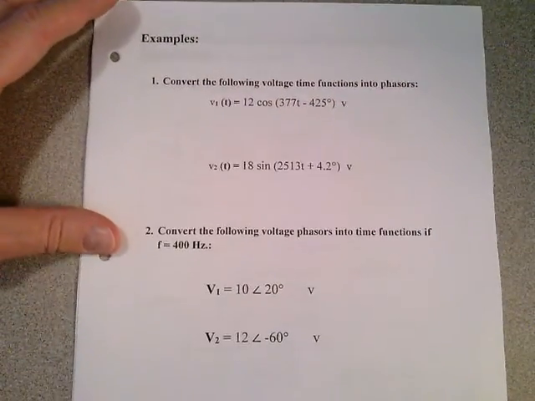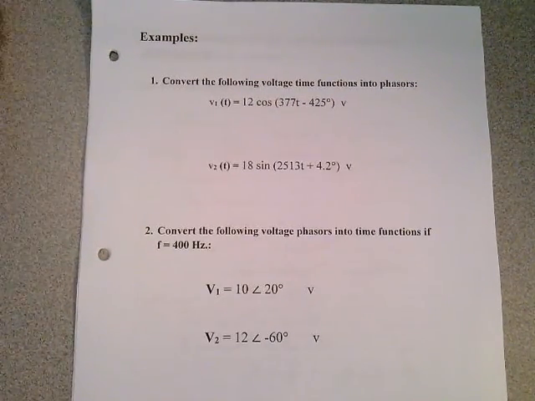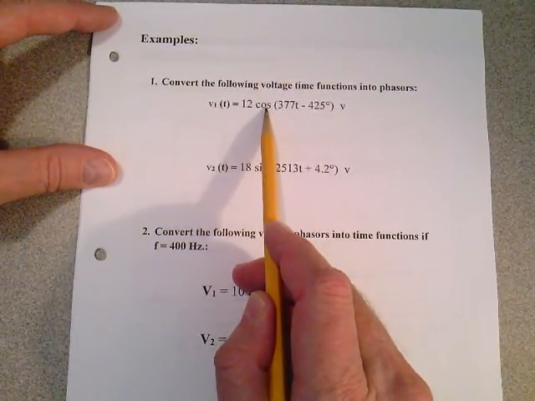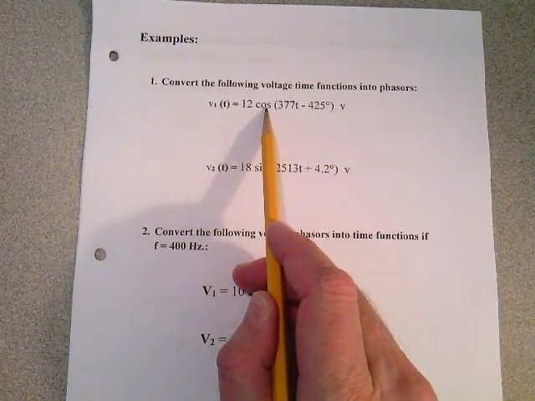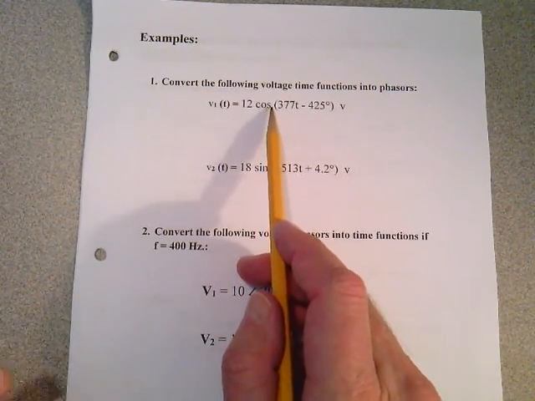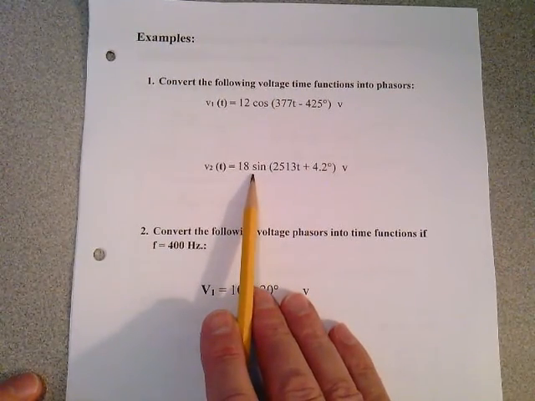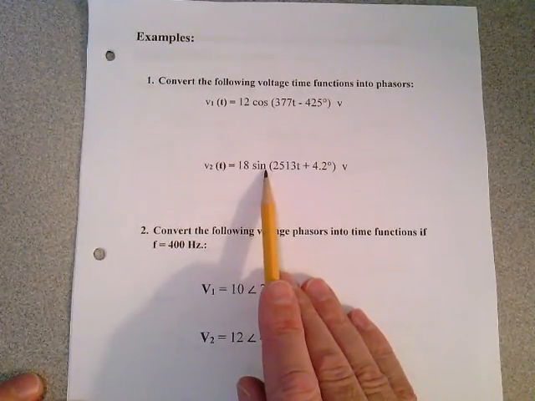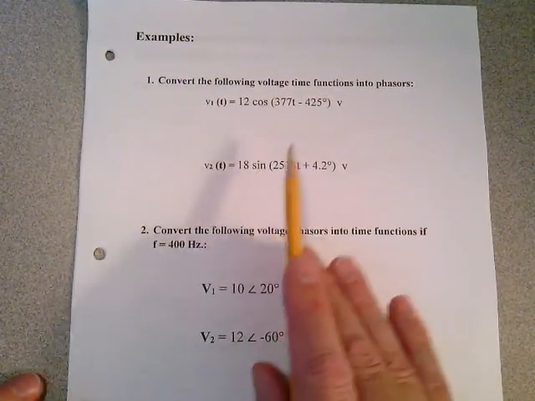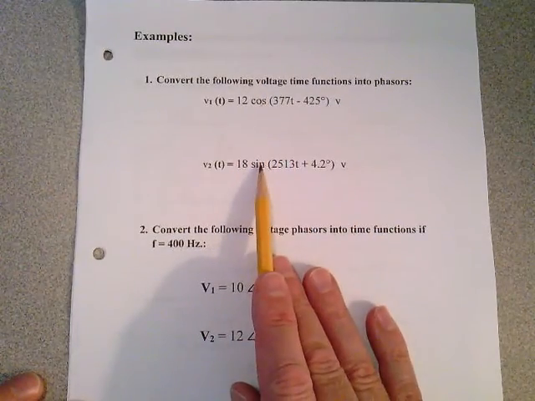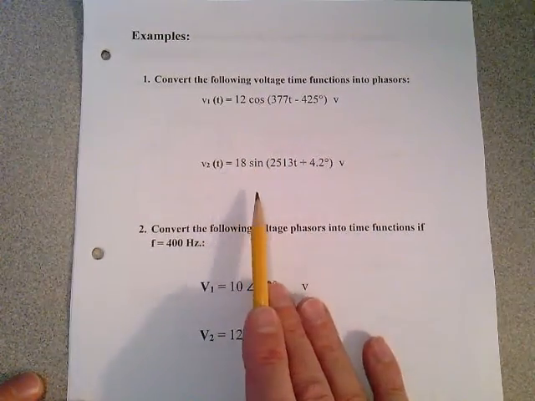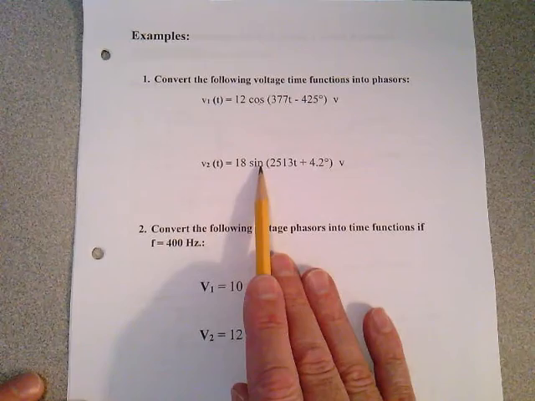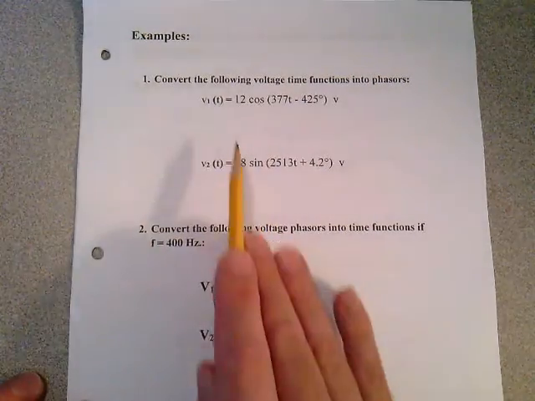Here on page 139, I want you to convert the following time functions into phasors. I want you to convert this into a phasor, into the frequency domain, and I want you to convert this voltage V2 into the frequency domain. Keep in mind here when you do the conversion on these, you have to get this in terms of the cosine. This one's already in terms of the cosine. Now, in order to put this into the frequency domain, you have to get this in terms of cosine. That's just the rule. So go ahead and work them out and see what you get for an answer.